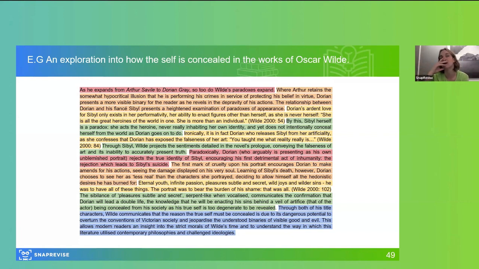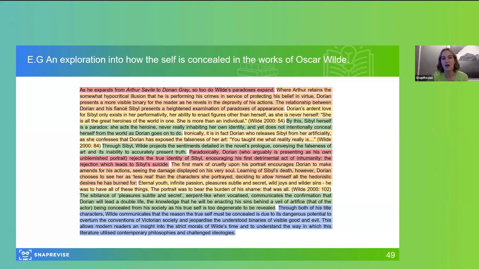Because it's always good to show that you're not just going, right, here's my quote, here's my analysis, here's a different part of the novel and quote, here's my analysis. Being able to link and show that you understand the journey in a text and how things change or don't change is a really helpful tool. So you can see my topic sentence is about the fact that from an earlier text to a later text, Wilde's paradoxes expand. I talk about what those paradoxes might be.